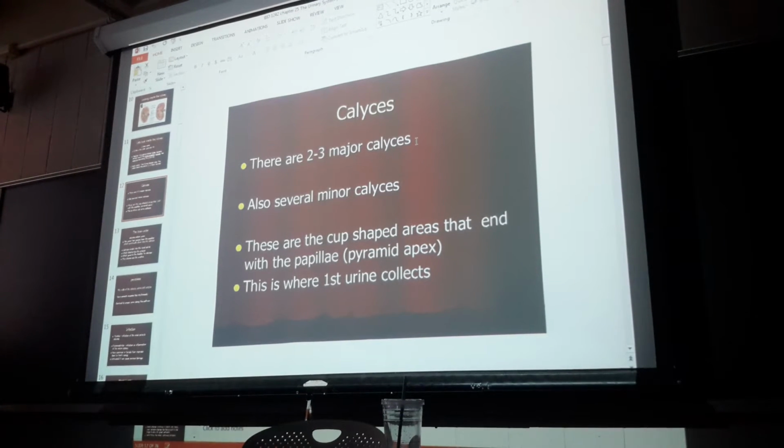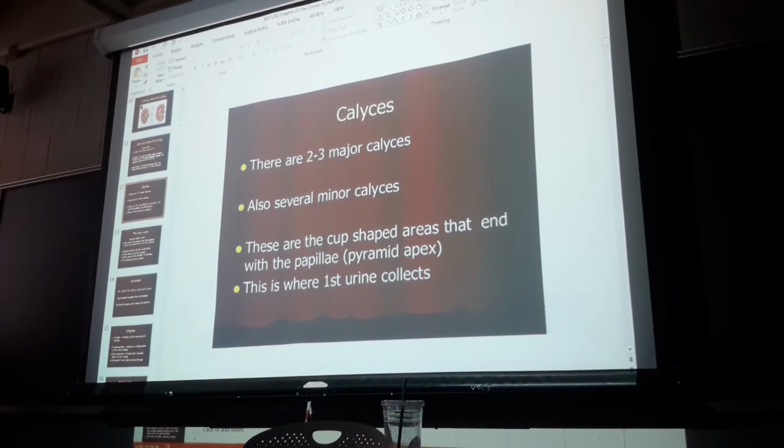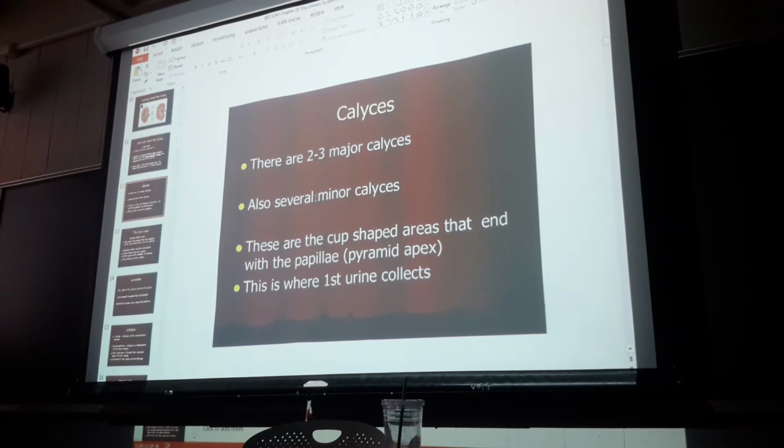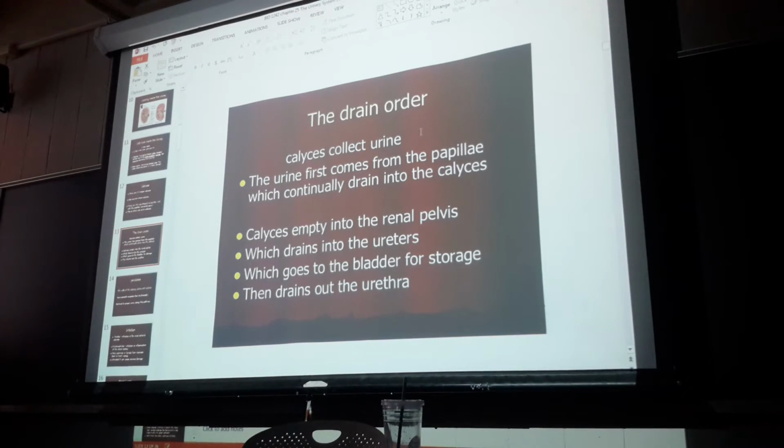The calyces: we have 2 to 3 majors and several minors. However many pyramids we have, each pyramid has a minor calyx attached to it, and those drain into the major. The cup-shaped areas at the end are the papilla, the apex of the pyramid. It drains into the papilla, which goes into the minor calyx, then the major calyx, then the renal pelvis. So there's our order. The calyces collect urine. The urine comes from the papilla, and it drains into the minor, the major, the renal pelvis, and then down into the bladder and out the urethra.